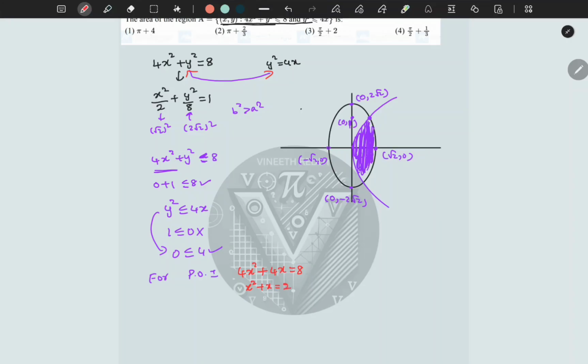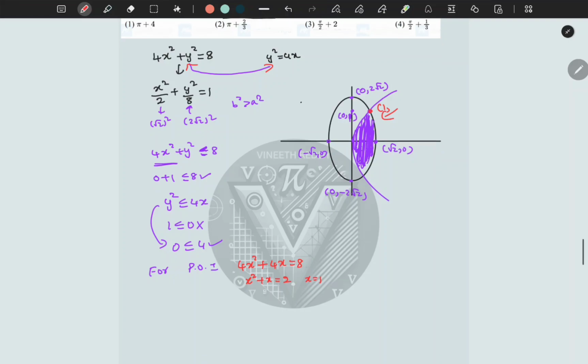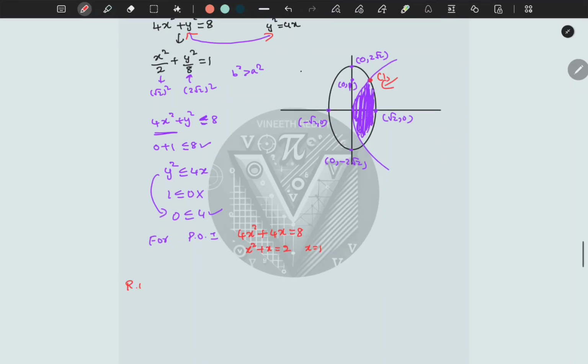So we can cancel 4 on both sides, and if we see, to the right of the y-axis, x should be positive. That means by hit and trial we can say x is equal to 1. That means this point is 1 comma something, and we are not interested in the y coordinate. So that means the required area should be from the integral 0 to 1.